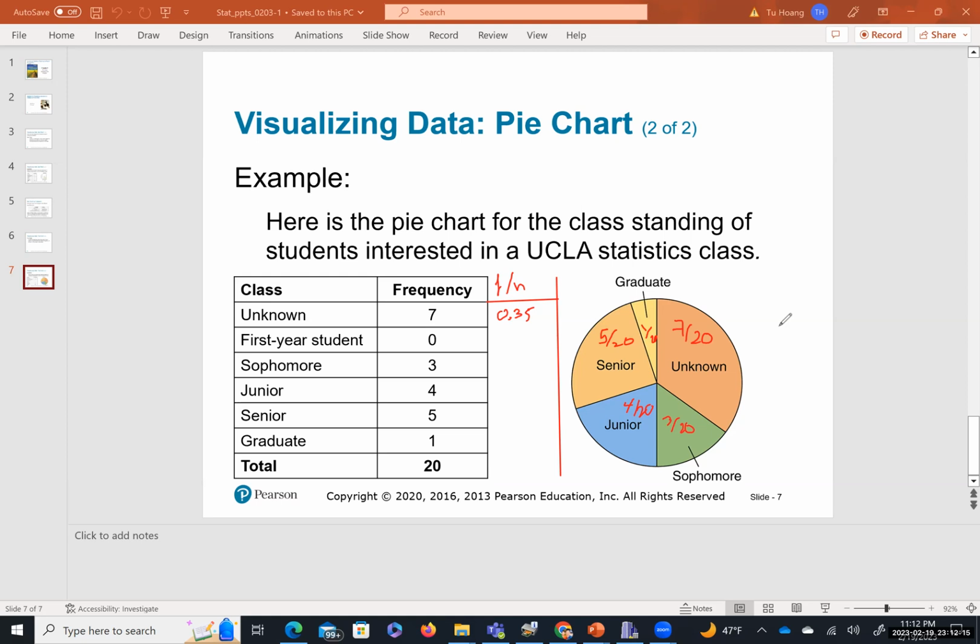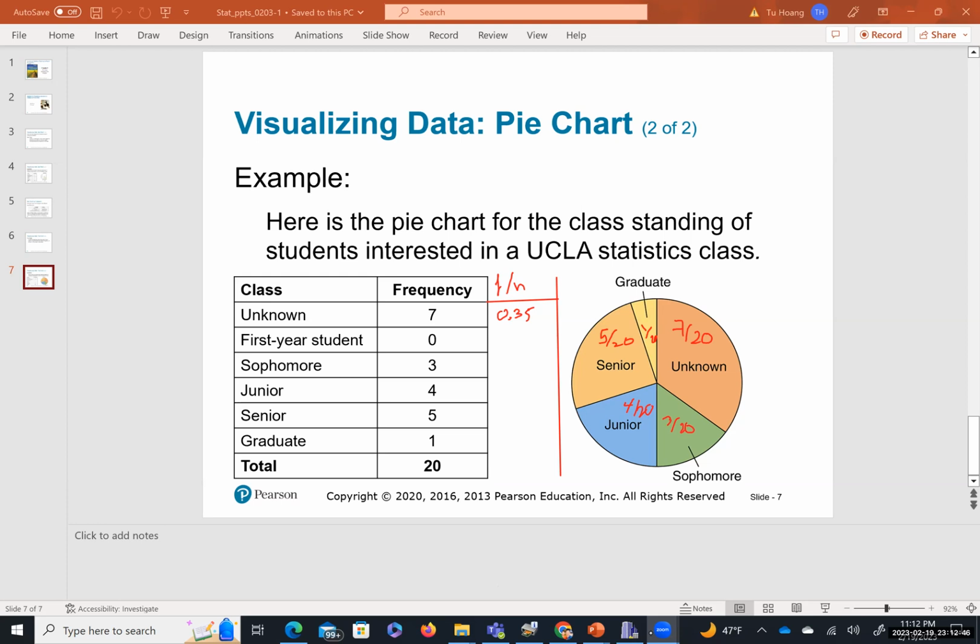In StatCrunch, we can also draw pie charts easily. I will have a video for StatCrunch drawing a pie chart with our discussion assignments. So please take a look at that and see how to handle that.